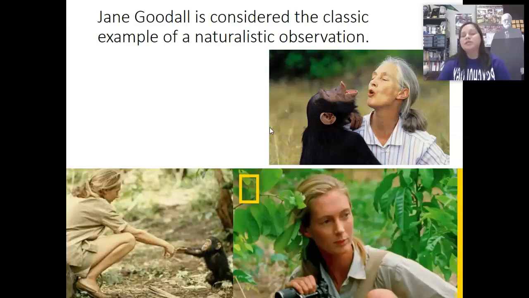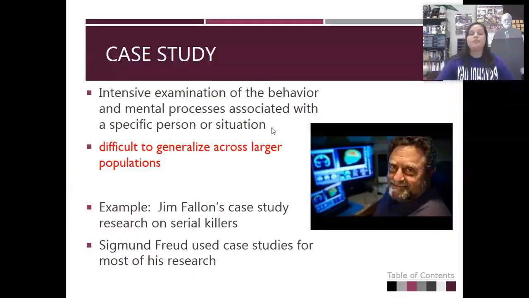But the reason it's a problem, though, that she's considered a classic example for naturalistic observation, is that frequently the chimps knew she was there. Over time, they got used to her and they didn't care. In fact, they loved her. But in a true naturalistic observation setting, the people are not supposed to know that they are being observed.